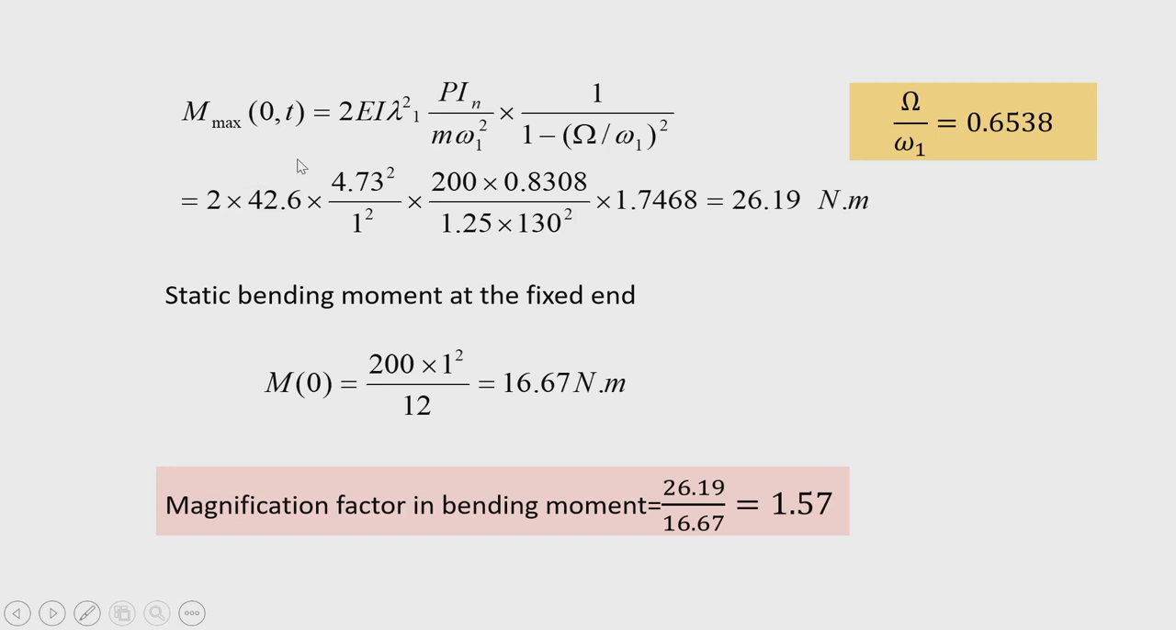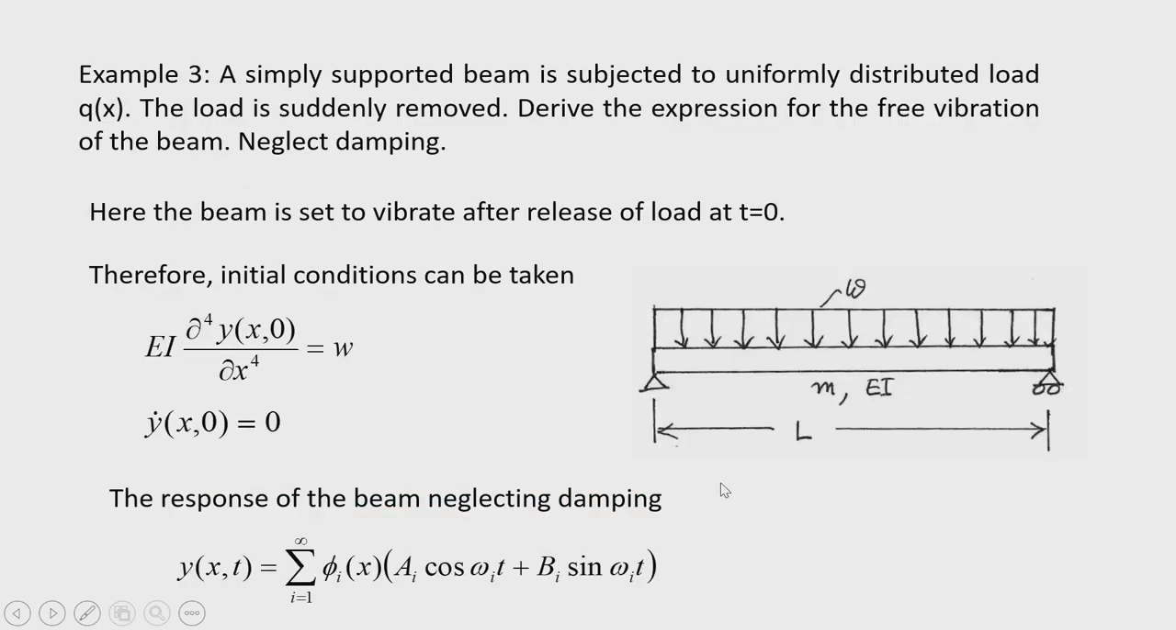EI is put in Newton meter square, and P is in Newton, m is kg per meter, and omega is radian per second, and this is the ratio. So after substituting all these values, the dynamic bending moment at the fixed end is coming as 26.19 Newton meter. Now let us see what will be the magnification factor. If I see the fixed ended beam subjected to a static load of 200 Newton per meter, then we get the maximum bending moment at the fixed end, that is x is equal to 0, as 200 into, and the beam length is taken as 1, so 1 square divided by 12, it is 16.67 Newton meter. So the magnification factor in bending moment for such a problem in this case is 1.57. Okay, now let us take another example.